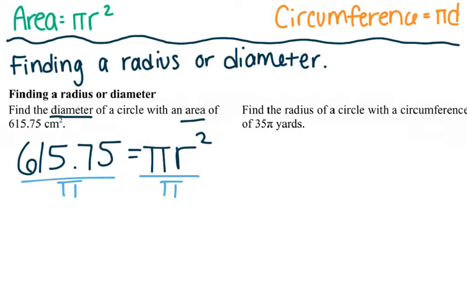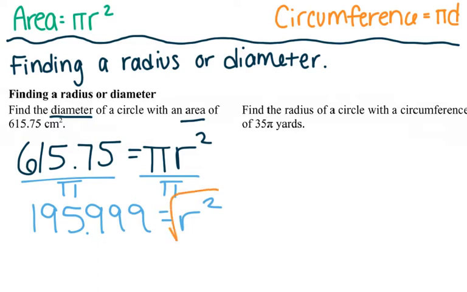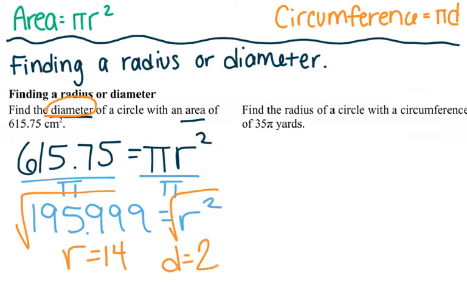Make sure you're using the pi button in the calculator. We get approximately 195.999 equals r squared. Next we're going to get rid of the square by taking the square root of both sides. So you get that r is 14. Now notice the problem actually asks for diameter. If the radius is 14, the diameter is twice as much, so the diameter is 28.